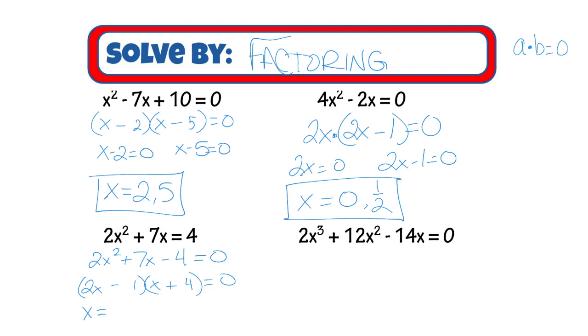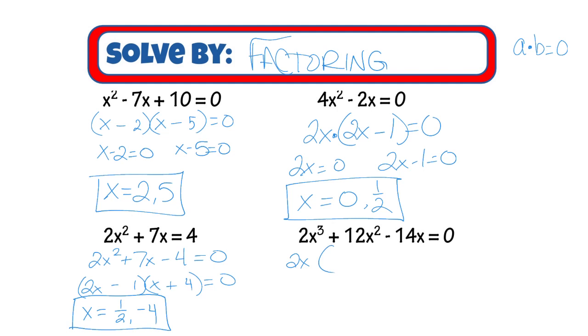So on this first one, if that were set equal to 0, I'd add 1 and divide by 2. The second one, I would be subtracting 4. Those are my solutions. Last one, I made it a little bit harder. I think you're going to want to pull out a GCF on this. Let's pull out a 2x.